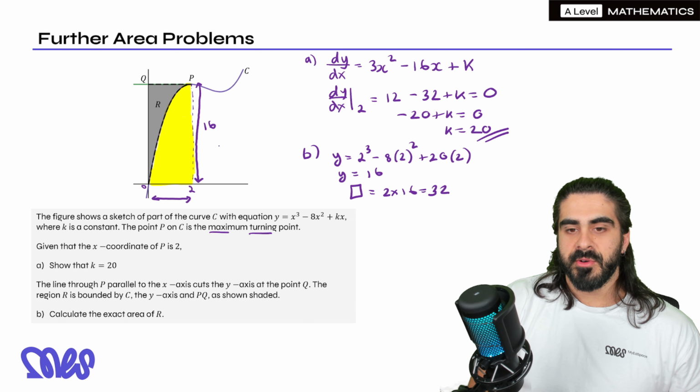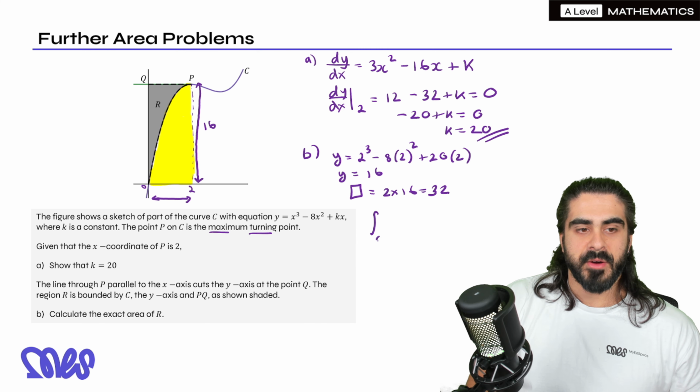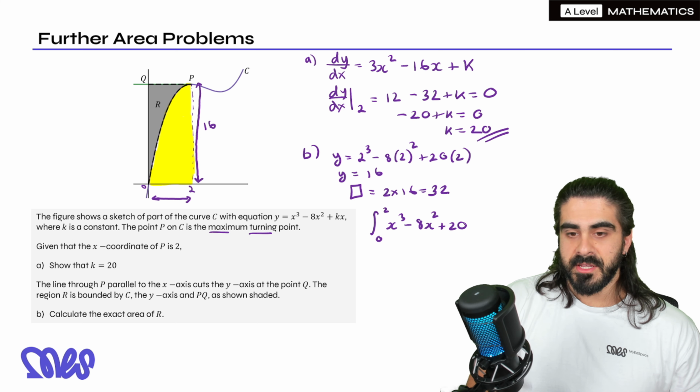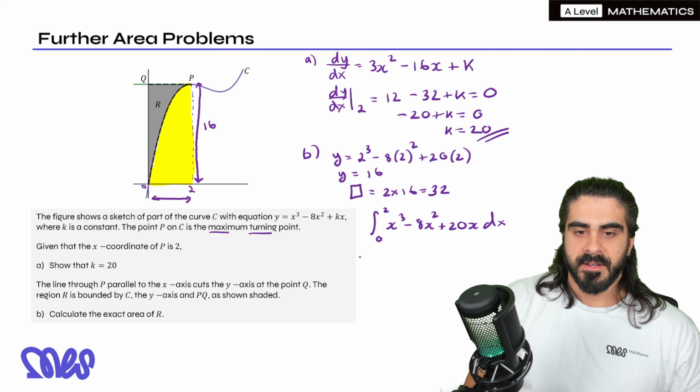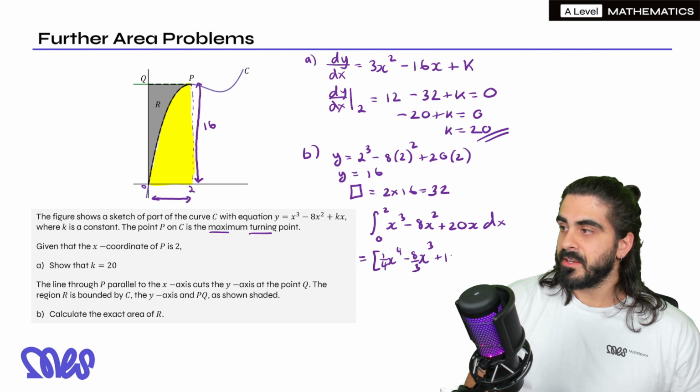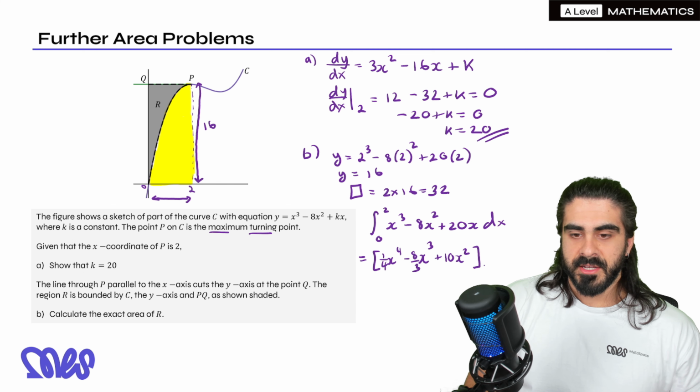Now we're going to find the yellow area. That is the integral of our curve between 0 and 2 of x cubed minus 8x squared, and k is 20, so plus 20x dx. Add 1 to the power 4, divide by 4, would make it a quarter. Then we'd get x to the power of 3, then minus 8 divided by 3. Then here we have 20 divided by 2, so 10x squared between 0 and 2. So now we need to sub in 2, and then we'll subtract subbing in 0.